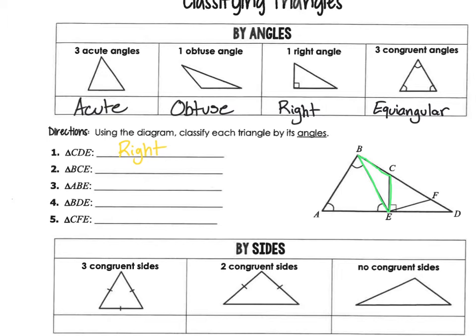We'll get to it. Obtuse, good. Because it has an obtuse angle, right? Very good. A, B, E. A, B, E. So which triangle does that look like at the top? Excellent.